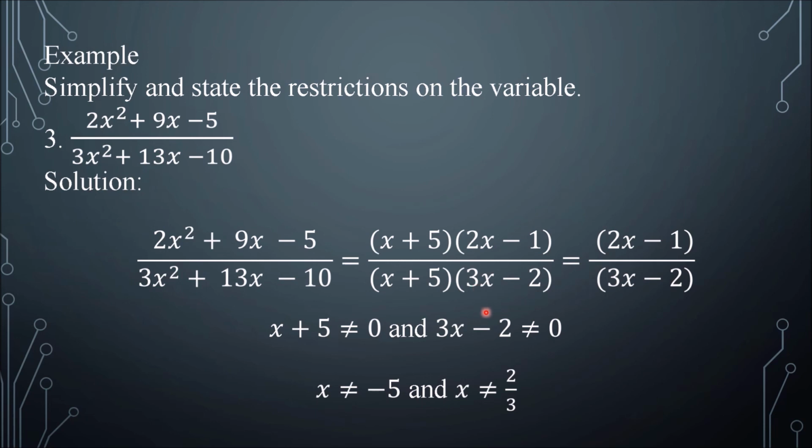Another is 3x minus 2. So 3x minus 2 must not be equal to 0. And then we transfer negative 2 to the other side, so that will be 2, and then we divide by 3, so it will be 2/3. So x must not be 2/3 also. If x is 2/3, 3x minus 2 will be 0. And if that is so, this whole denominator will be 0. So the restrictions are x must not be negative 5 and x must not be 2/3.